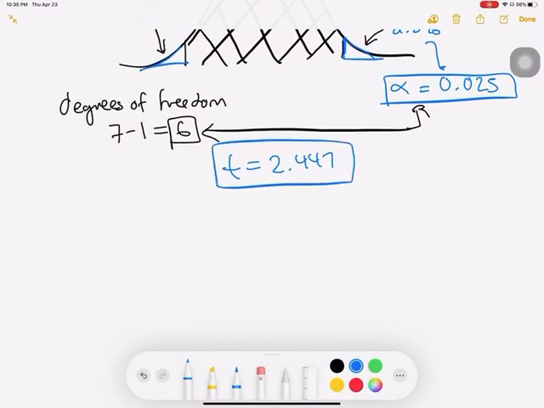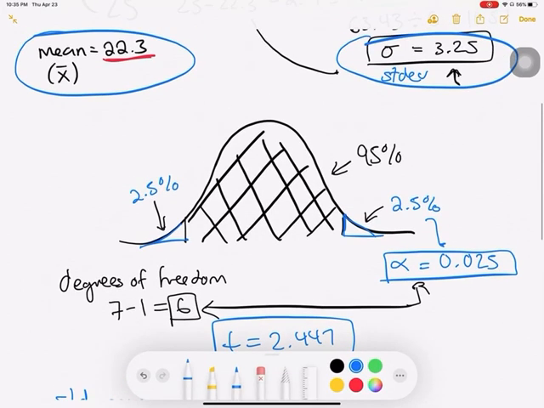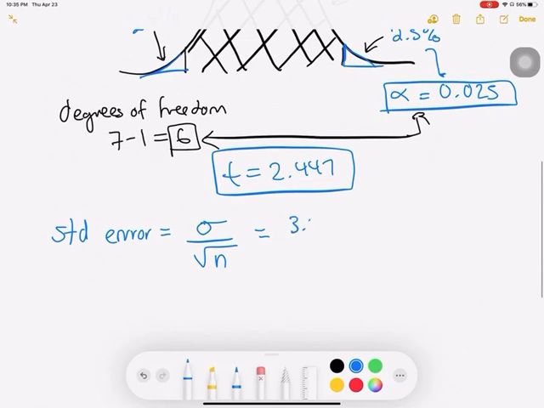The next thing that we're going to calculate is called standard error. The formula for standard error is the standard deviation divided by the square root of the total number of values. The standard deviation is a number that we got from the previous problem. In my case, that's 3.25. So 3.25 divided by the square root of n. This is not degrees of freedom, this is the total values, which is 7.